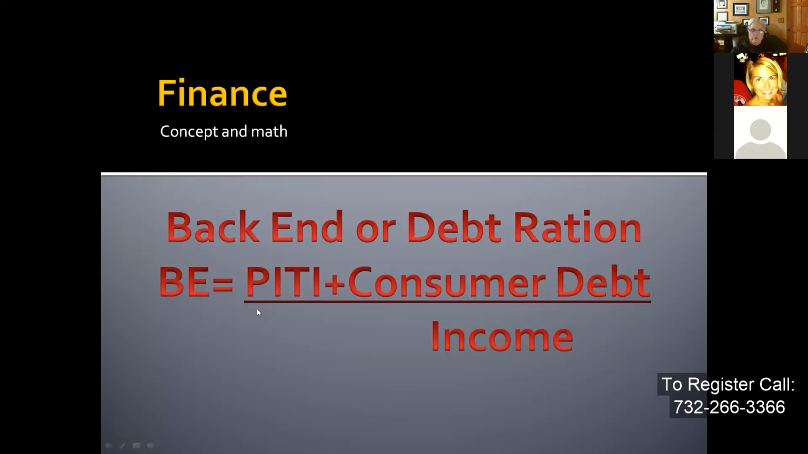The trick to these questions is everything has to be converted to the same unit. So PITI, everything's either got to be by the month or by the year. PITI plus consumer debt, everything's got to be by the month or by the year. And then, of course, income has got to be the same consistent unit. So if you're doing PITI plus consumer debt by the month, then income has got to be by the month also. You must have consistent units. If you're doing PITI plus consumer debt by the year, then income's got to be by the year because you must have consistent units. You're always better off to convert this to by the month.